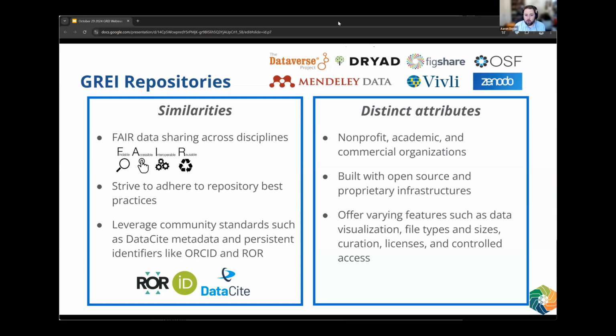Each repository is its own thing. We do have our own independent, distinct attributes. Some of us are nonprofit organizations, some of us are sponsored by academic institutions, and a number of us are also commercial organizations. We all have a mix of open source and proprietary infrastructures, and we all offer varying features around data visualization, file types and sizes, and curation and things like that.